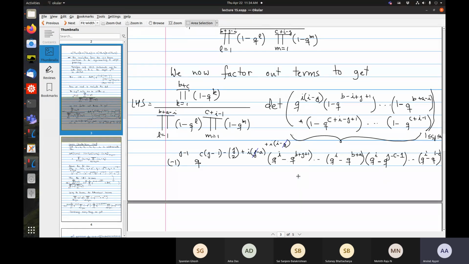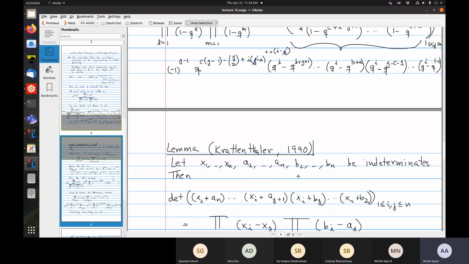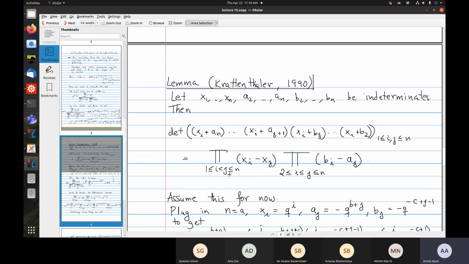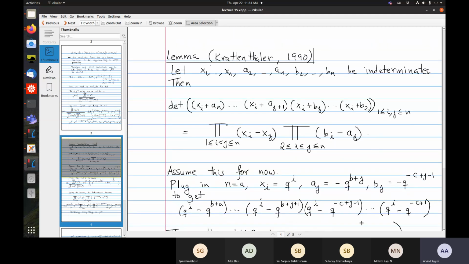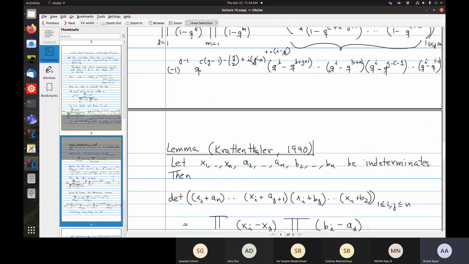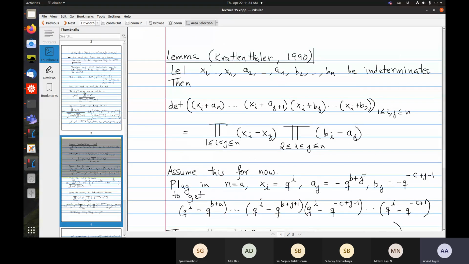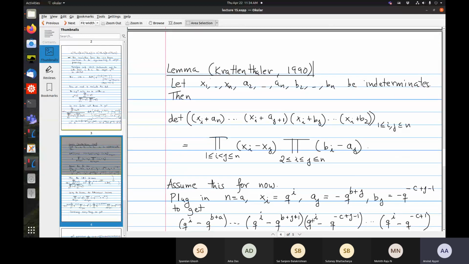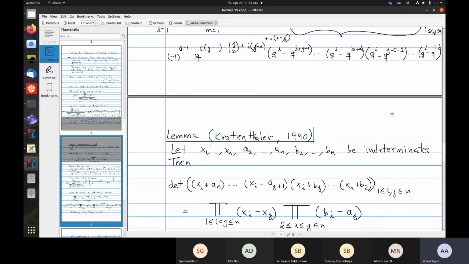Then I said that we are going to use this lemma of Krattenthaler's, which we will prove later today. And with this natural substitution, we arrived at exactly this product over here: q to the i minus q to the b plus a up to q to the i minus q to the b plus a plus 1. That is this half, and the remaining is q to the i minus q to the j minus c minus 1 up to q to the i minus q to the 1 minus c.